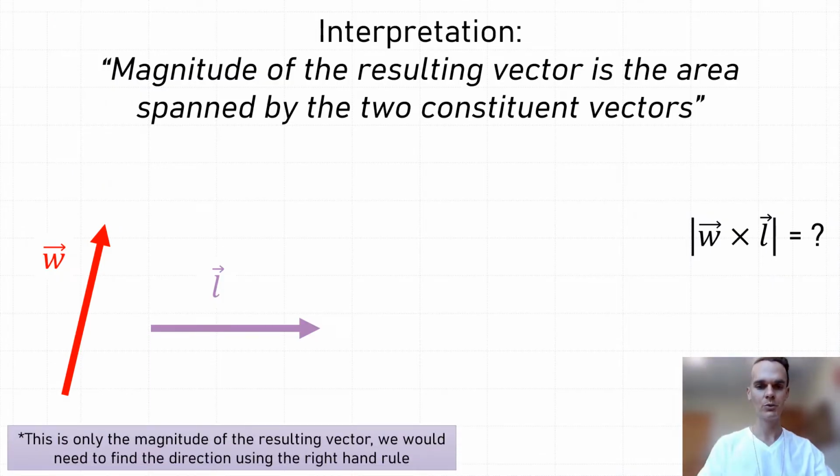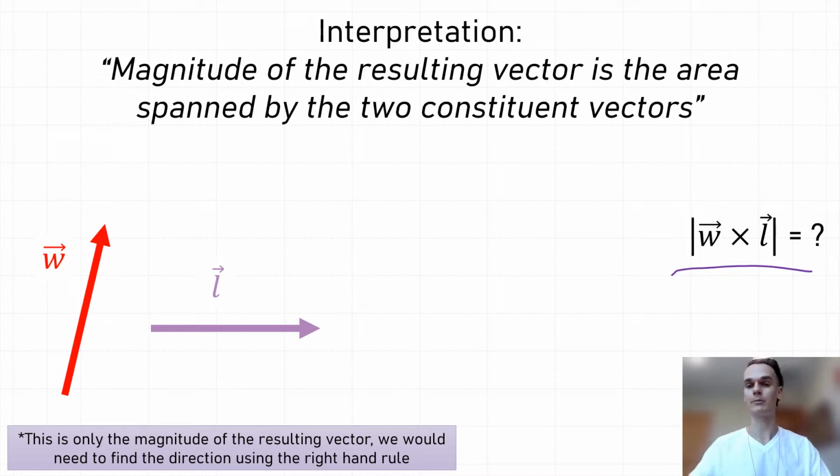So what I want to do on this slide is get a better understanding of the graphical representation of the magnitude of the cross product. The cross product outputs a new vector. That vector is going to have a magnitude. That magnitude is represented by the area spanned by the two constituent vectors. So if we do an example, let's say vector W crossed with vector L, and we want to determine what its magnitude is going to look like graphically, we need to draw the area spanned by these two vectors.